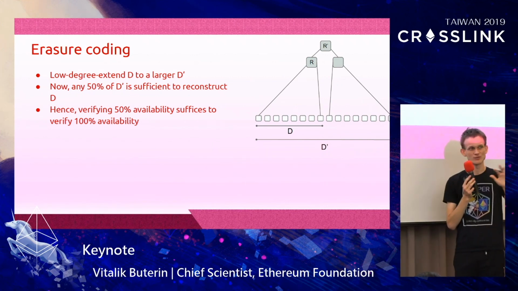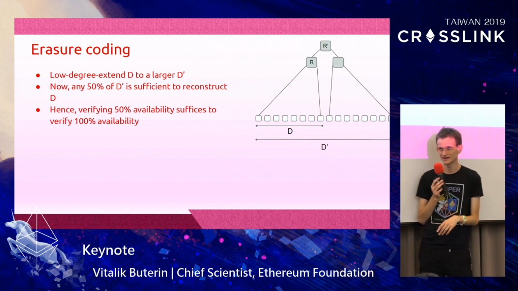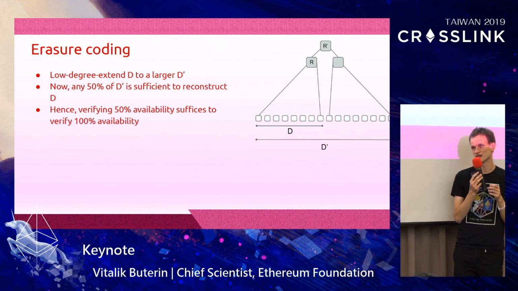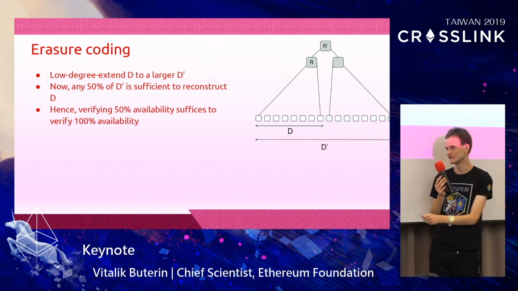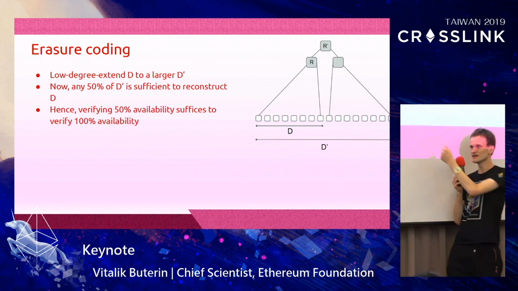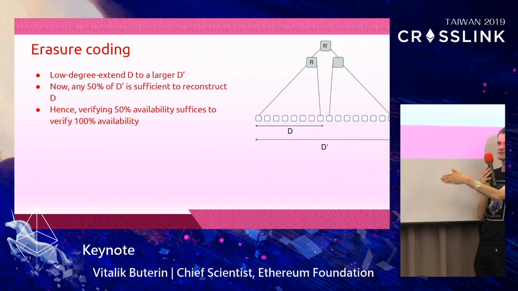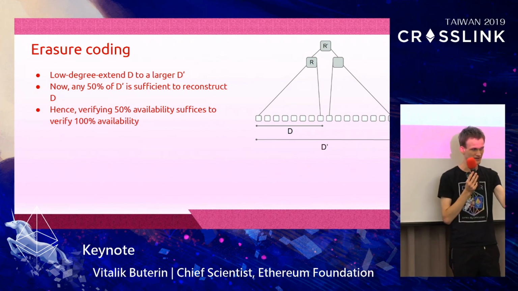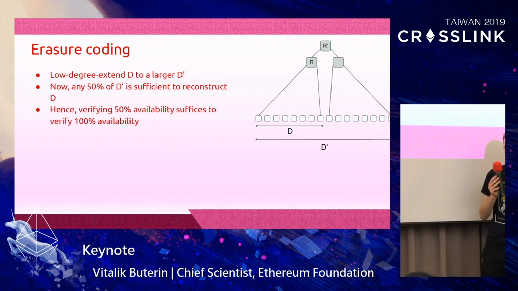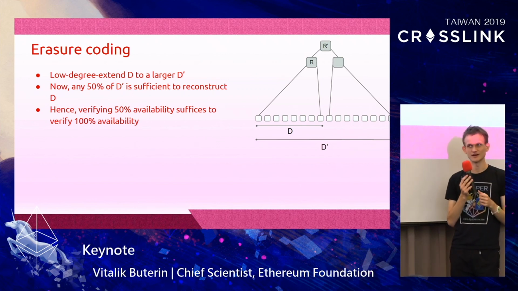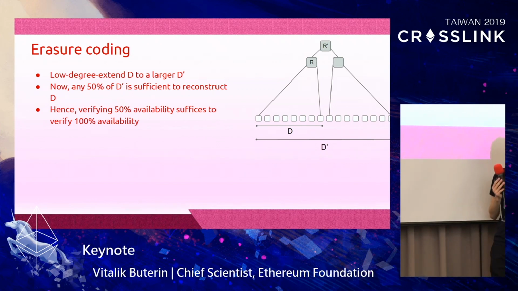Regardless of the lower level details of the math, what matters here is that if you do this sort of low degree extension of some piece of data D to a piece of data D prime that contains D but also contains some other data, then any 50% of the bigger data D prime is sufficient to reconstruct the whole thing, and so it's sufficient to reconstruct D.